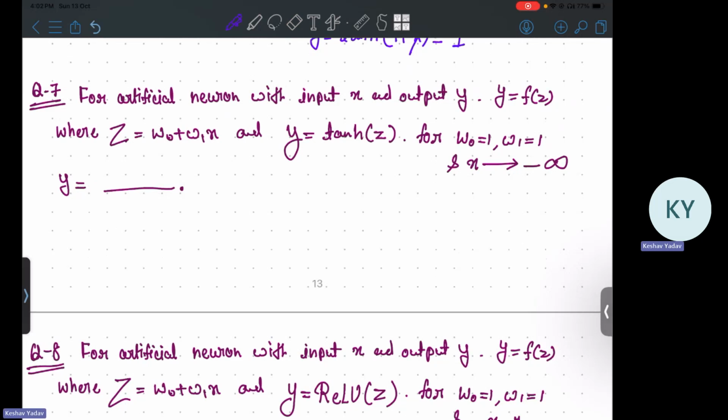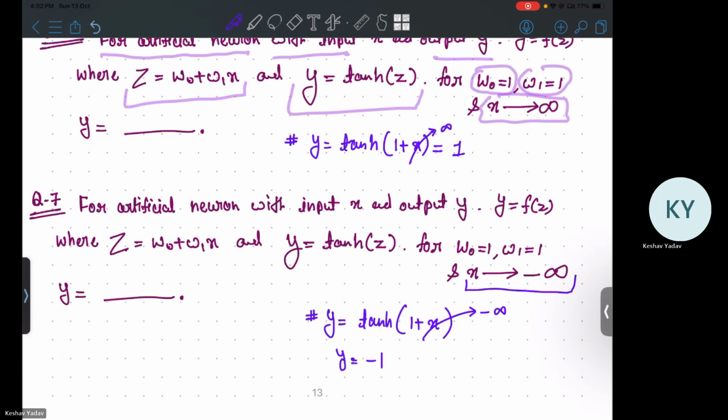Similar to that, this problem is the same, but here our x is going to minus infinity. So in this case, y will be tan hyperbolic of 1 plus x, x goes to minus infinity, that will lead to y equal to minus 1. Here it is 1, here it is minus 1.